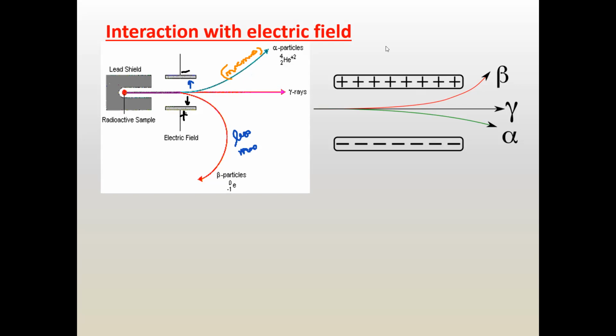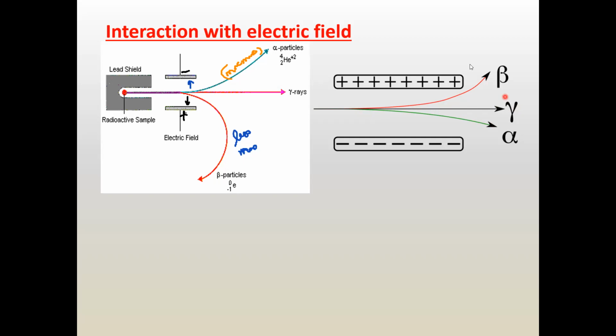Same thing in the second figure. When these radiations are passing, beta is negative, so it is attracted towards the positive. This time beta will go up. And alpha is positive, so it is attracted towards the negative. And gamma is neutral, so it will pass straight, undeflected.